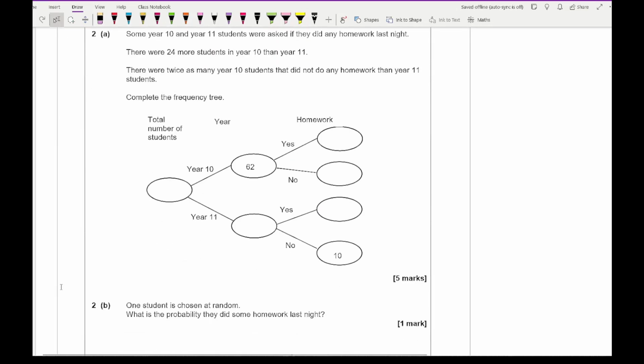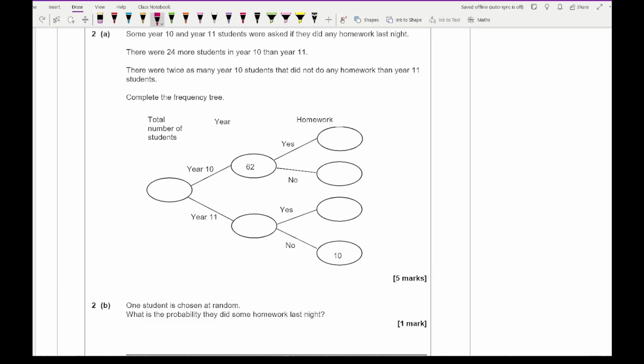Now moving on to question 2a, it says some year 10 and year 11 students were asked if they did any homework last night. There are 24 more students in year 10 than there are in year 11. There were twice as many year 10 students that did not do any homework than year 11 students. Complete the frequency tree, and we've got a total of 5 boxes and 5 marks on offer.